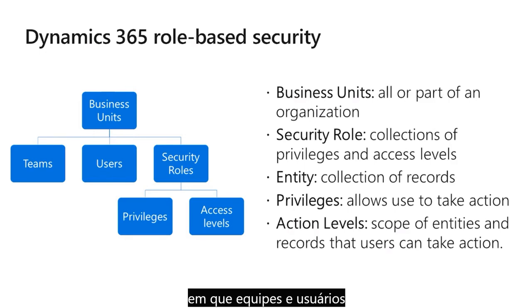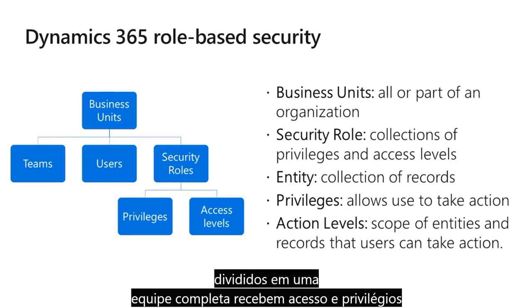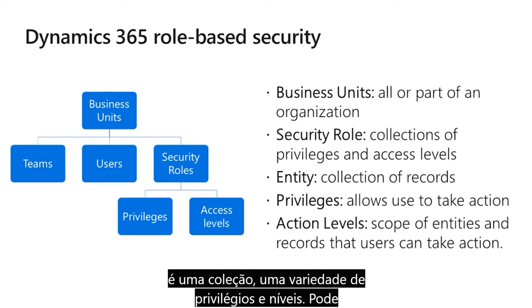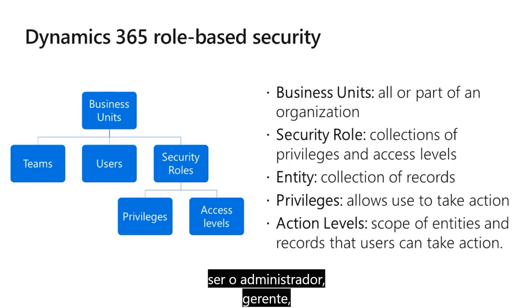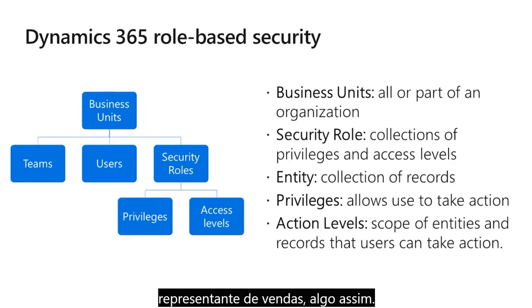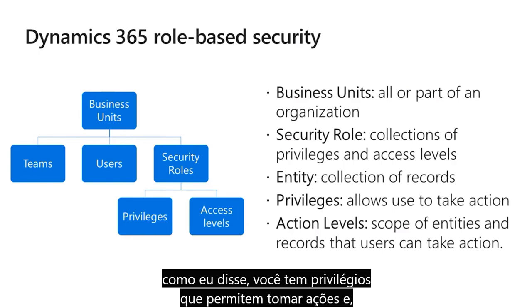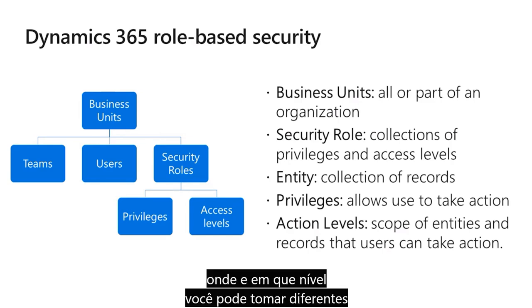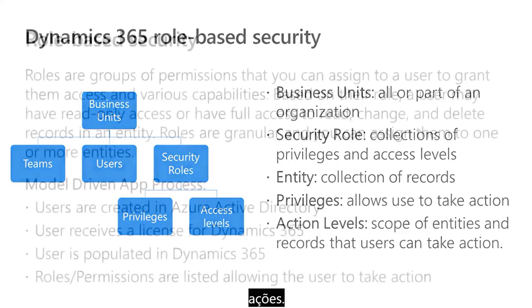Teams and users break it down into either a full team getting access and privileges, or specific users. A security role is a collection of a variety of privileges and levels, so that could be administrator, manager, sales rep, anything like that. Within security roles, you have privileges, which allow you to take actions, and then access levels, which basically say where and to what level you can take different actions.